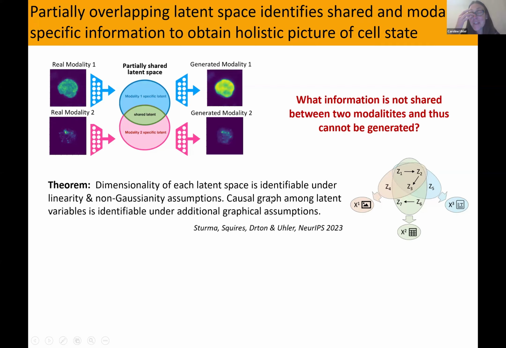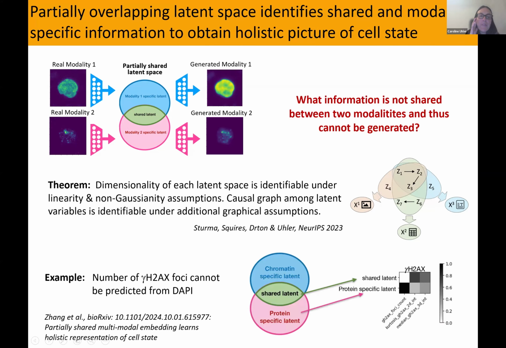Now, theoretical results usually don't come with an algorithm, but at least it hints at how the algorithm could work. And now we finally also have an algorithm for actually doing this. This work was just accepted, so I should change this as well. So here is an example: now we have an algorithm that can actually identify what is shared information and what is modality specific.